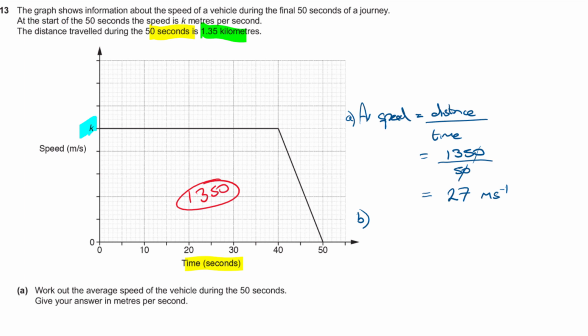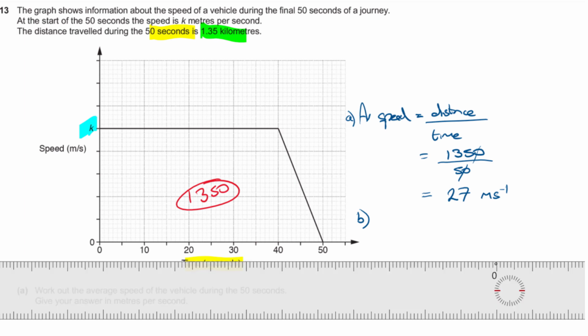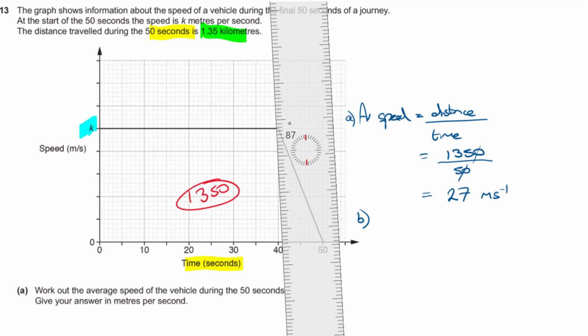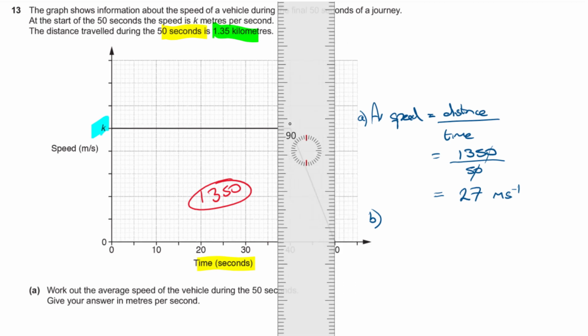Now this space under the curve you can divide up into 2 distinct areas. You've got a rectangle part and a triangle part.